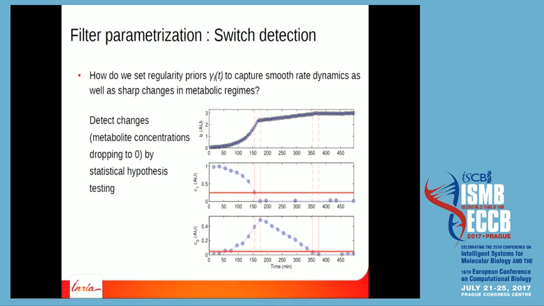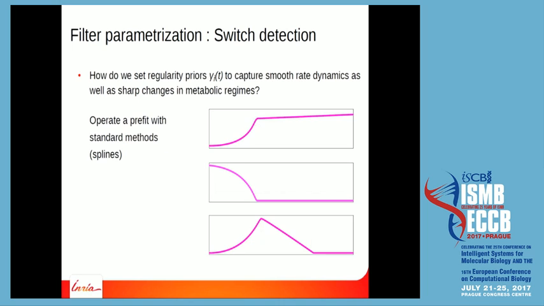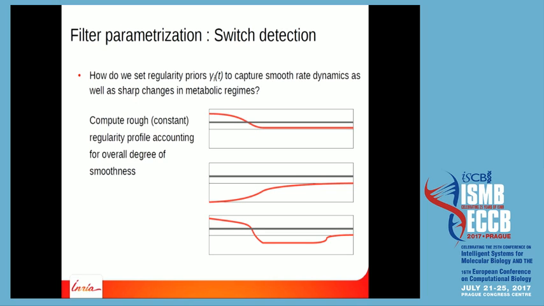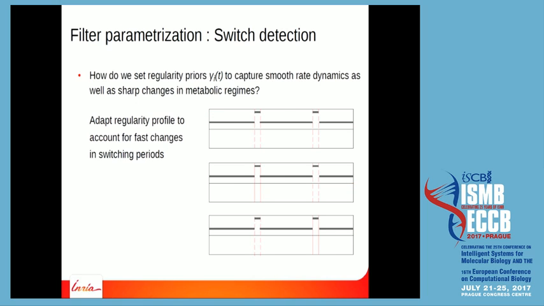You fix these time windows where things drop to zero. Then separately, you take the same data, you operate a first fitting with standard splining techniques, and take derivatives to get a first handle on what magnitude the rates you're looking for may have. This gives you these gray lines, which are basically an overall smoothness that you expect for your unknown profiles, except at the switching times that you have detected before. At the switching times, you take your regularization profile and you push it up in these intervals where things change abruptly, so that there you allow estimates to change abruptly.